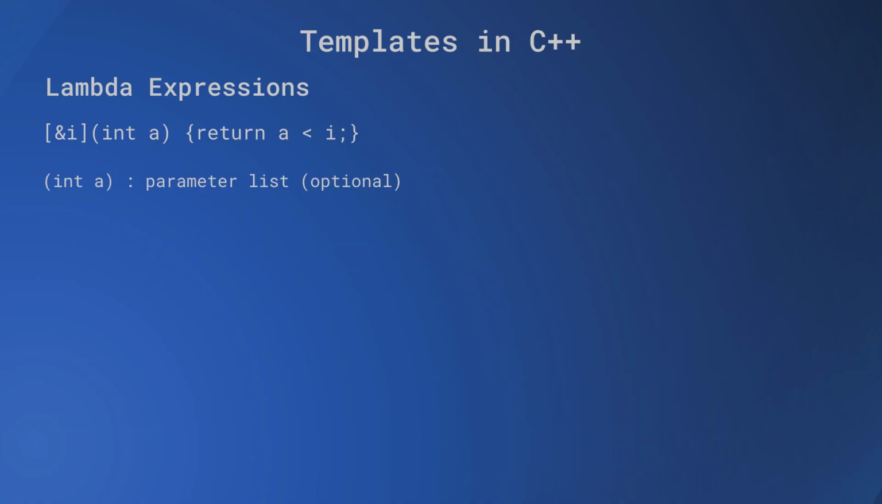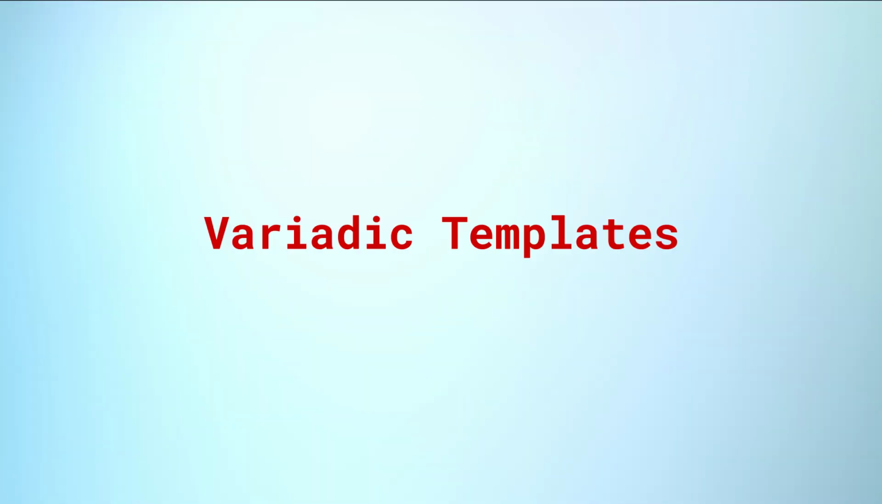Next we have parameters with types in parentheses. For each call of the lambda expression, these parameters need to be passed. And finally, the body, comprising the code which is executed when the control reaches the lambda expression.